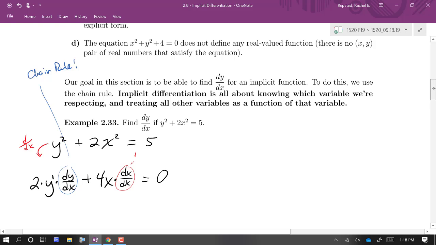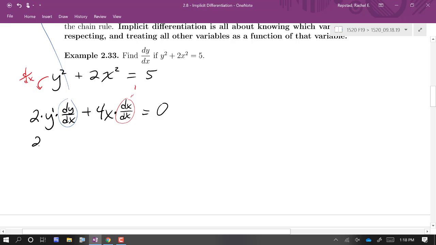So I'm going to just rewrite this a little bit to clean it up. 2y dy/dx plus 4x equals 0. Now, my goal was to find dy/dx. This is progress because now I have an equation that has dy/dx in it. I'm going to use algebra to solve for it. I'm going to think of dy/dx as its own little variable, its own equation that I'm going to solve. It's really like a linear equation in dy/dx. So I'm going to subtract 4x from both sides.